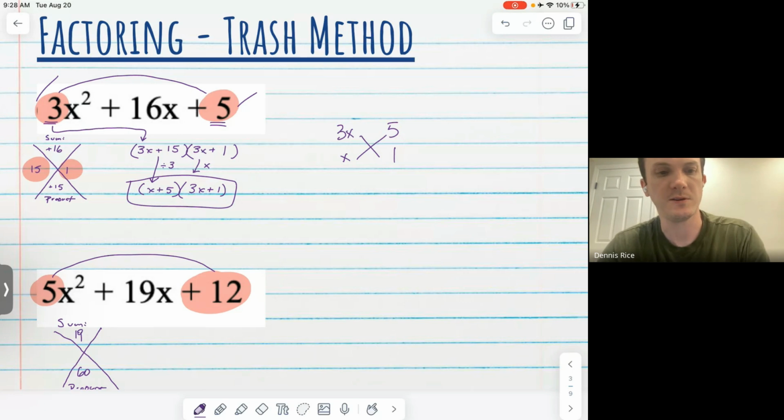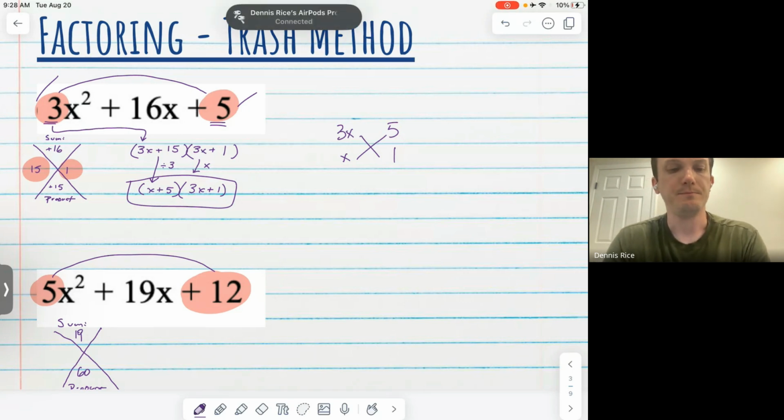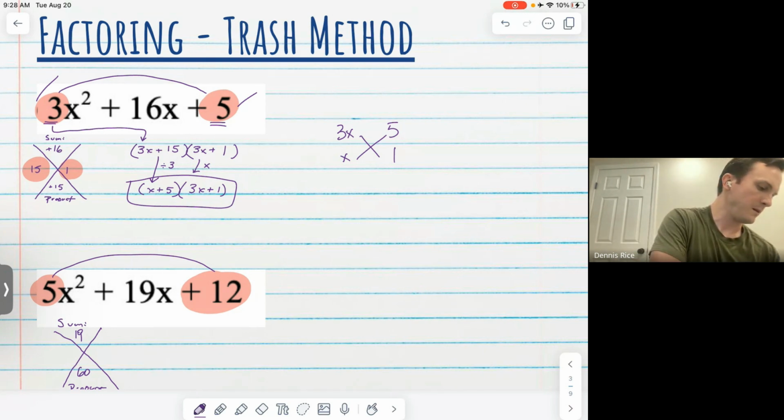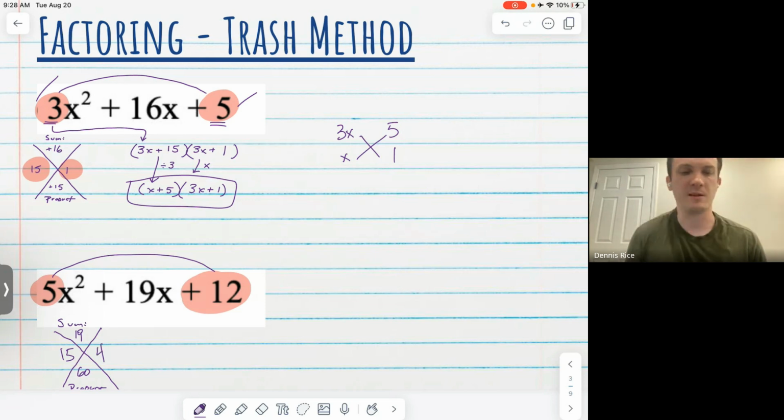Can anyone tell me what those two numbers are? What two numbers add up to 19 and at the same time multiply to 60? 15 and 4, very good. Remember with sum product, you want to be careful of false positives, things that seem like they work. There's not really any good ones here. But sometimes there's another pair of numbers that really seems like it should work, but it just doesn't quite. Especially when negatives get mixed in, that's where it gets a little confusing.